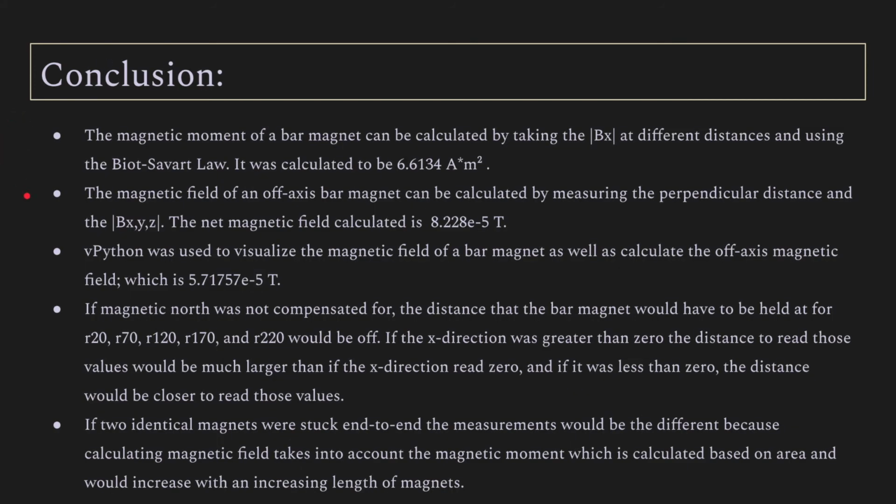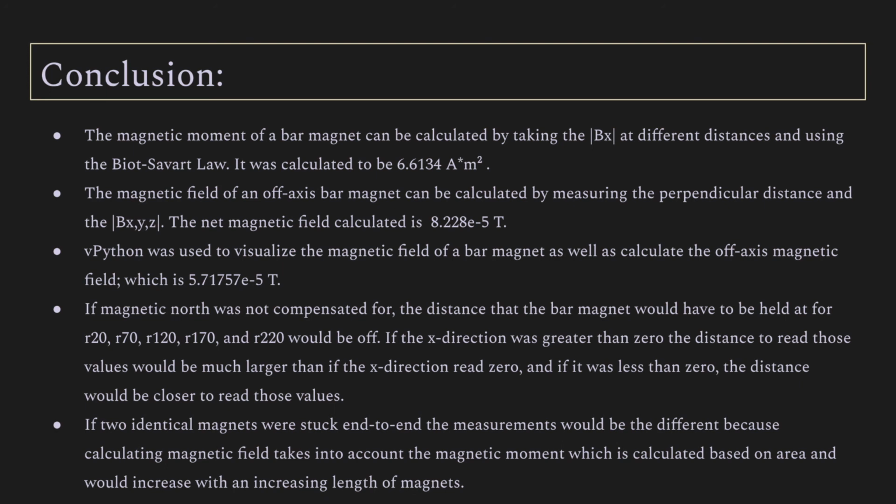And we have the conclusion. The magnetic moment of a bar magnet can be calculated by taking the absolute value of the magnetic field in the x direction at different distances using the Biot-Savart law. It was calculated to be 6.6134. The magnetic field of an off-axis bar magnet can be calculated by measuring the perpendicular distance and the magnetic field in the x, y, and z directions. The magnetic field is calculated to be 8.228 times 10 to the negative fifth teslas.